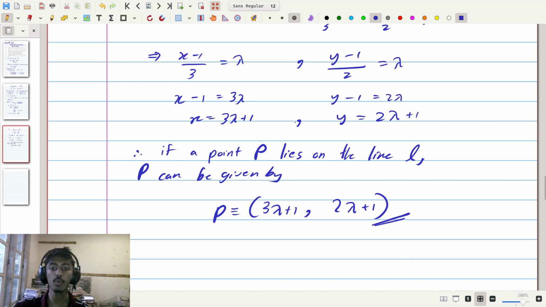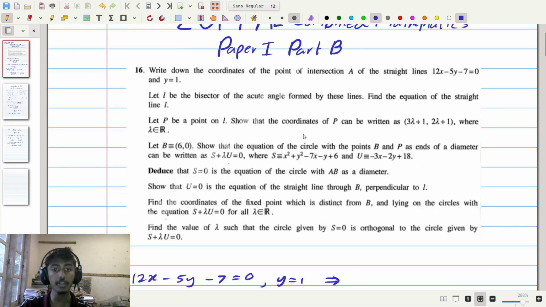And with that, we are done with the first part of the question, because we have shown that the coordinates of intersection A of these lines are (1, 1). We have found the line L, and we have also found that the coordinates of P, which is on the line L, can be given by (3 lambda + 1, 2 lambda + 1), where lambda is an element of the real numbers and a parameter. So now, let's move on to the second half of this question.